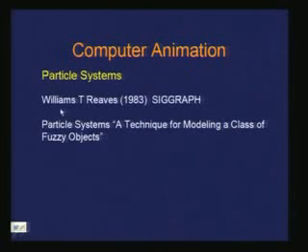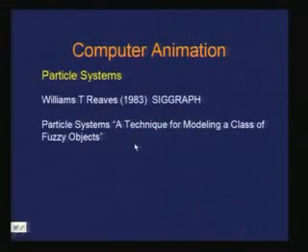Okay, so the initial attempts with respect to particle systems started in 1983 from a SIGGRAPH paper by William Reeves, where he gave particle system as a technique for modeling a class of fuzzy objects. Okay, so fuzzy means something which is sort of random, something similar to random fractals, right? So the nature is stochastic. So let's see what these particle systems are.